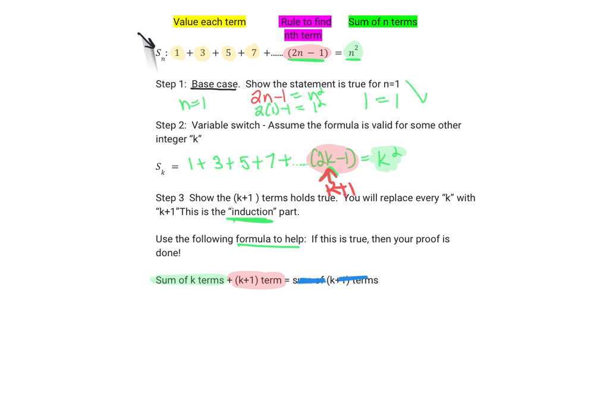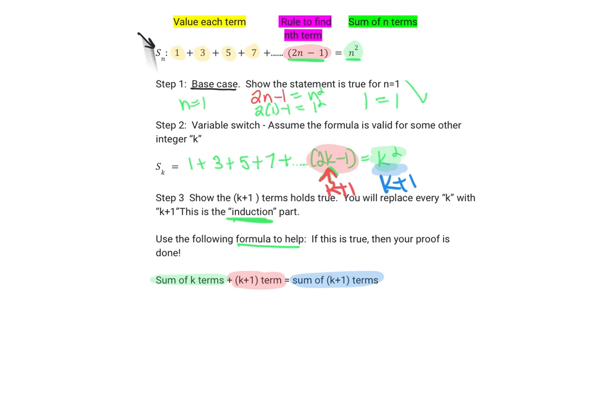I didn't mean to erase or write on there. Let's use blue. The sum of the k plus 1 terms means I am going to use my k terms, except in here I'm going to put in k plus 1. Okay, so the sum of the k terms, that was just what we had originally, was k squared.